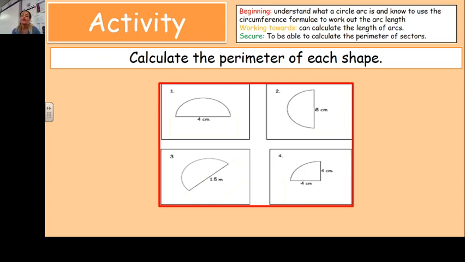So here's 4 questions using those examples that we've just gone through that I'd now like you to answer. So you're going to pause the video and have a go at these, and we'll go over the answers shortly. So pause now.